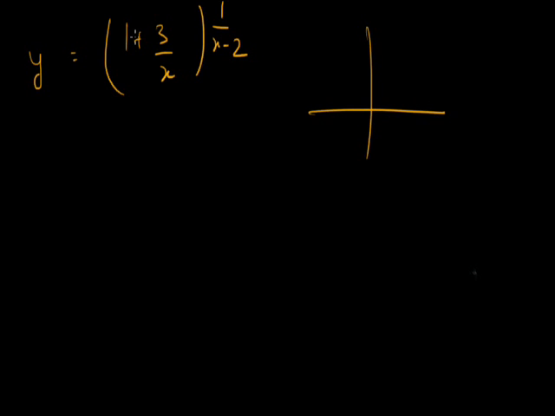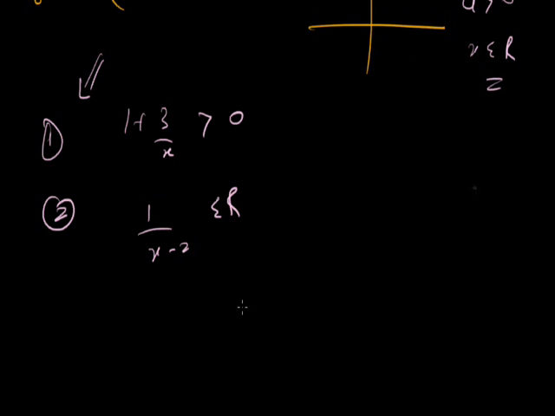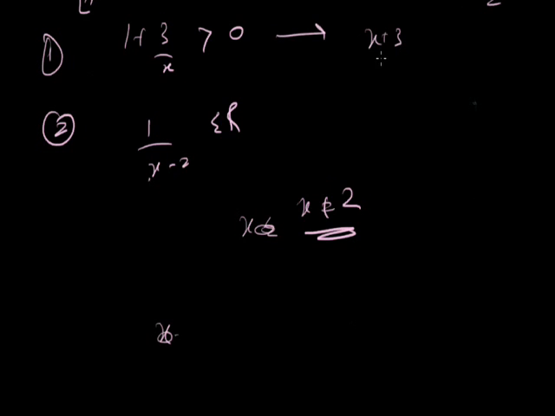Next, y equals (1 plus 3 upon x) raised to the power 1 upon (x minus 2). Whenever you get an exponent function, say a raised to power x, you make a greater than 0 and x belongs to real numbers, and we'll get the domain here. Similarly here, we make 1 plus 3 upon x positive, first thing, and second thing, 1 upon (x minus 2) is defined, which means x is not equal to 2, because when x is 2, the denominator becomes 0.